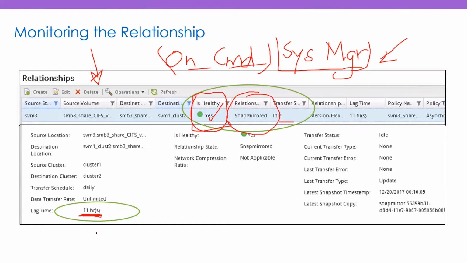Now, sometimes I was very surprised when I saw -1 here. Can anyone think of why it would come as -1? I see a question answer.